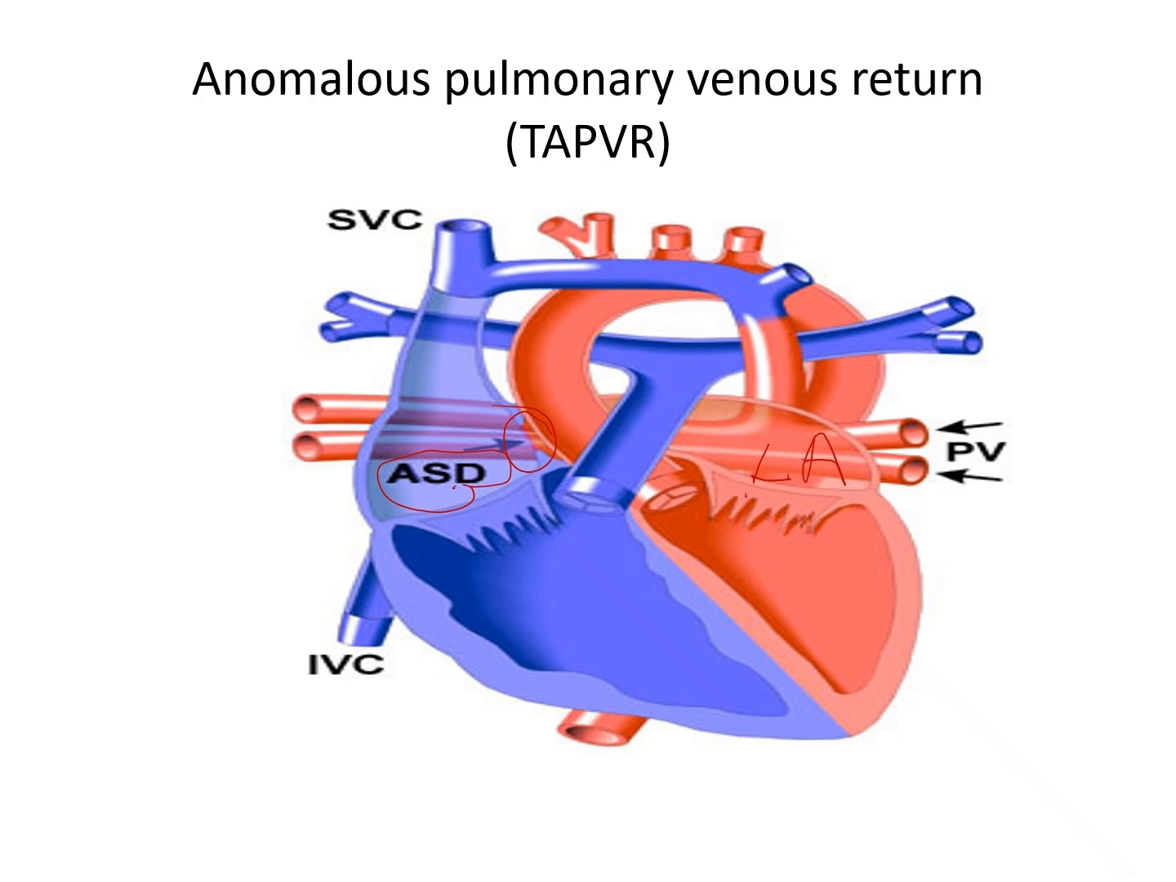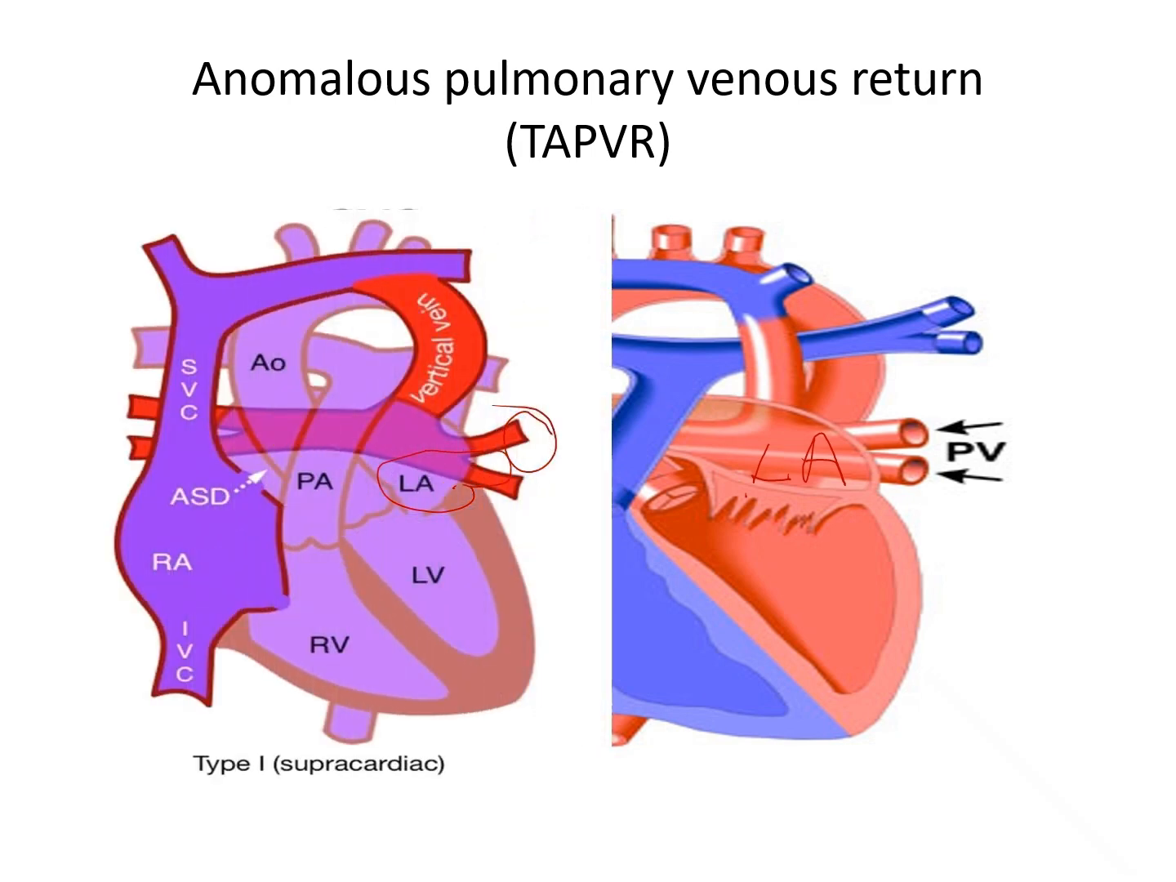So it is of four types depending on the drainage of the anomalous pulmonary vein. Type 1 is the supracardiac type. It is the most common type, seen in more than 50% of cases, and the anomalous pulmonary veins form a left vertical vein. We can see here the left vertical vein, which drains into the brachiocephalic vein, superior vena cava or azygous vein. So this is type 1, and it is the most common type.